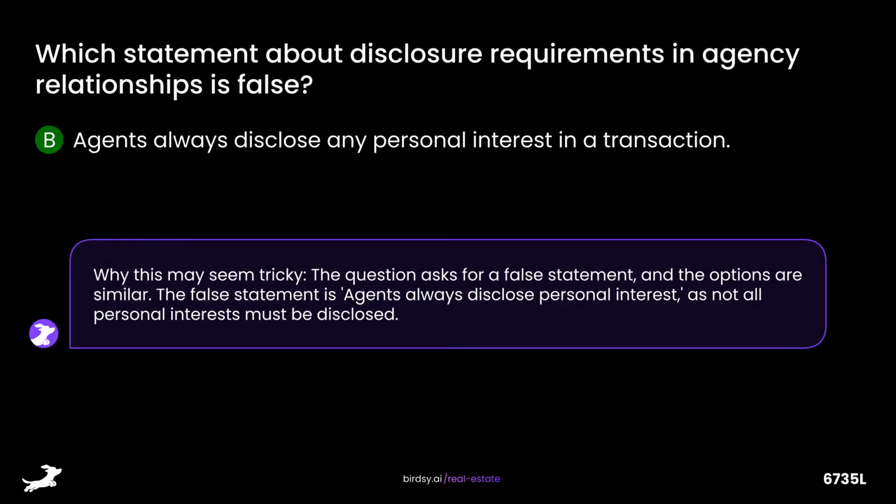Why this may seem tricky. The question asks for a false statement, and the options are similar. The false statement is agents always disclose personal interest, as not all personal interests must be disclosed.